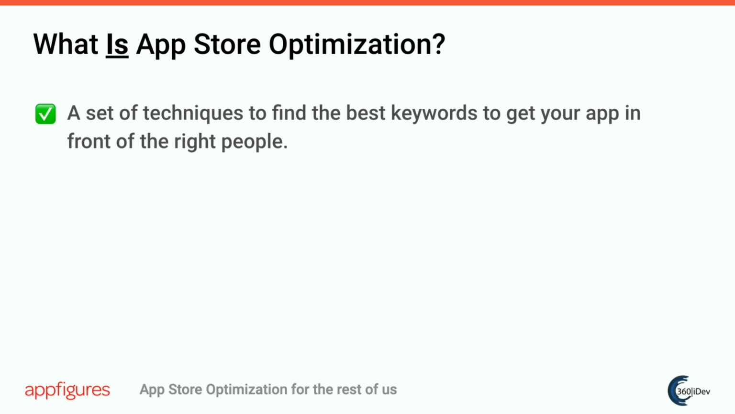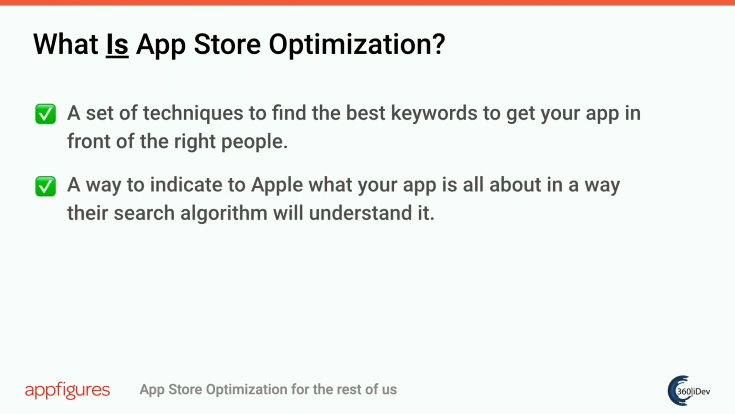So App Store optimization is a few things, and the first is a set of questions to help you understand which keywords and which search terms are actually relevant for your app, actually useful for you to get found, and are the ones that you need to use in order to get more impressions on the App Store. It's also a way to use those keywords and search terms to indicate to Apple that you need to be ranked for those keywords. And that's the important part.